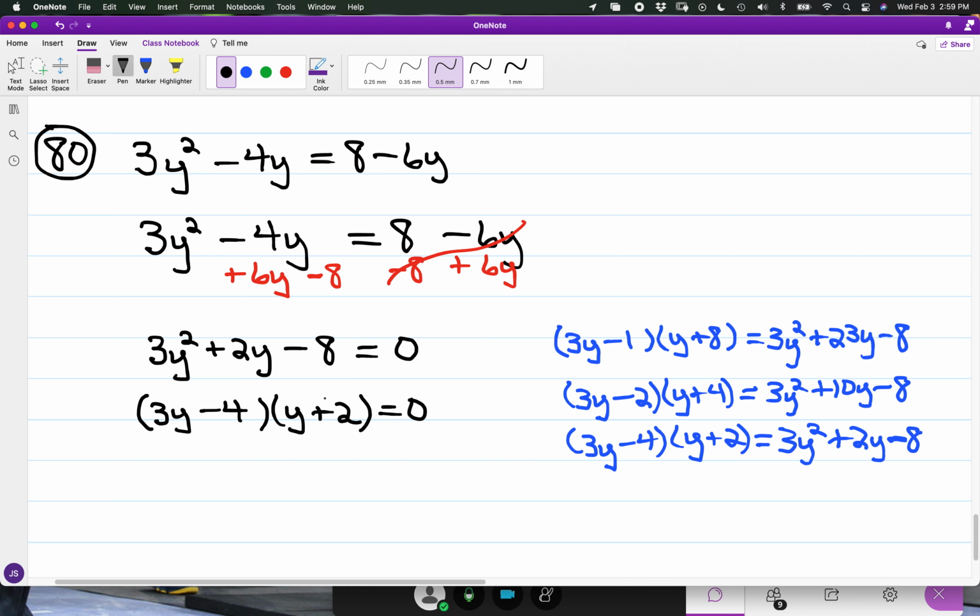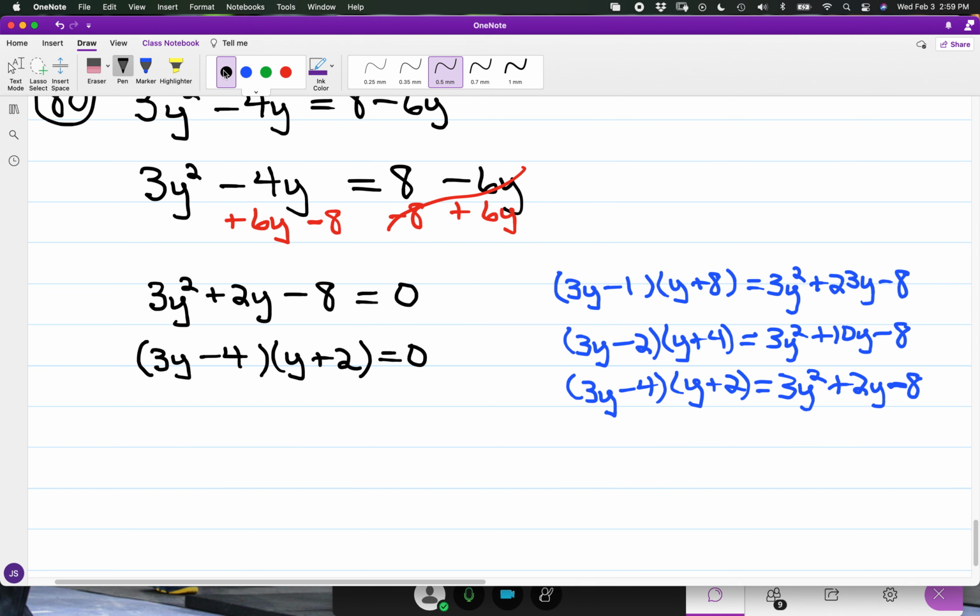Now, in another class, somebody did ask if you could use the quadratic formula on this one, where a is 3, b is 2, c is negative 8, and the answer to that question is yes. It'll be more work in a way, but you can use the quadratic formula and come out to the same results.